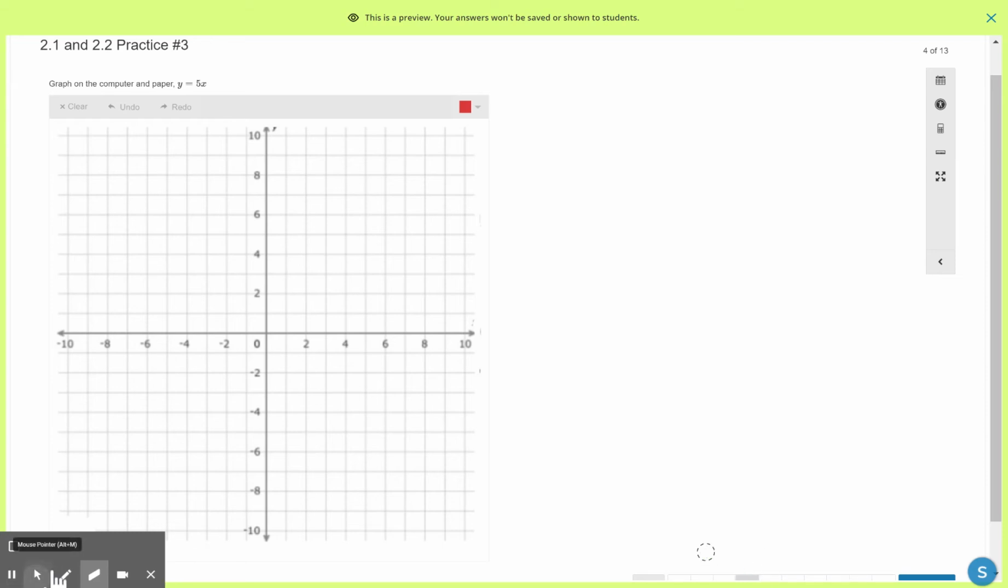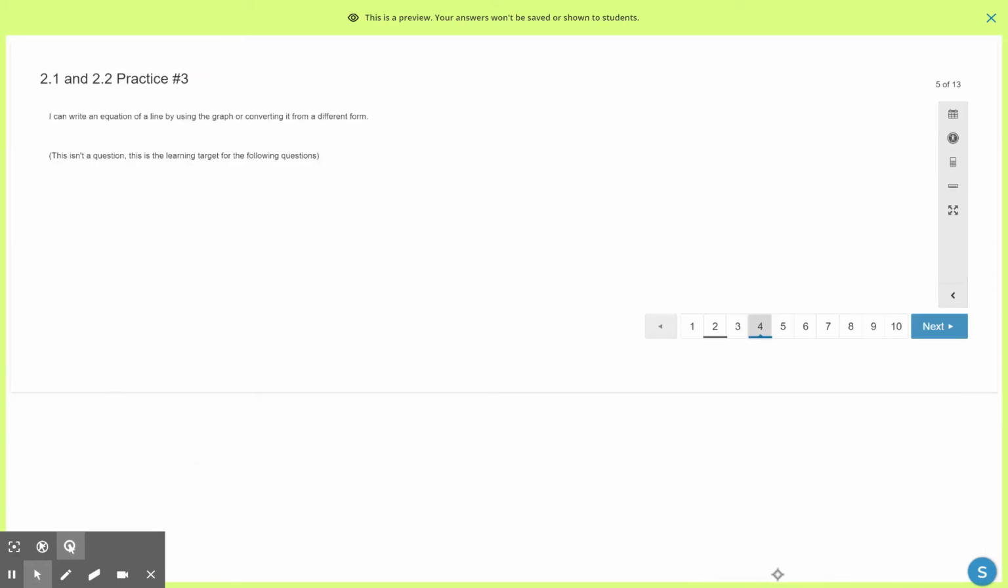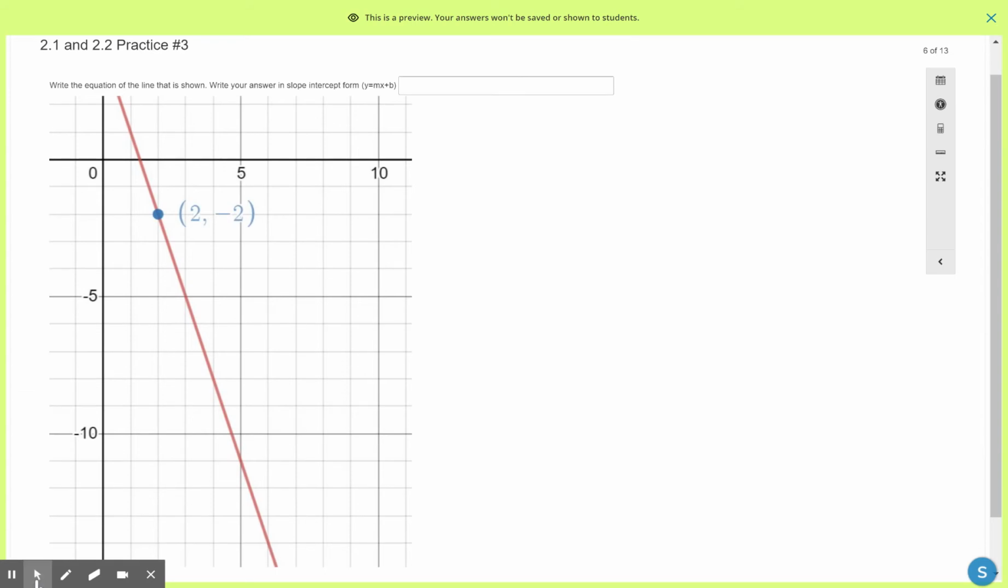Alright, for the next problem, it's going to be a new learning target. It says I can write an equation of a line by using graph or converting it from a different form. So we're going to write an equation. There's 2 ways of doing it. Finding another ordered pair like this.